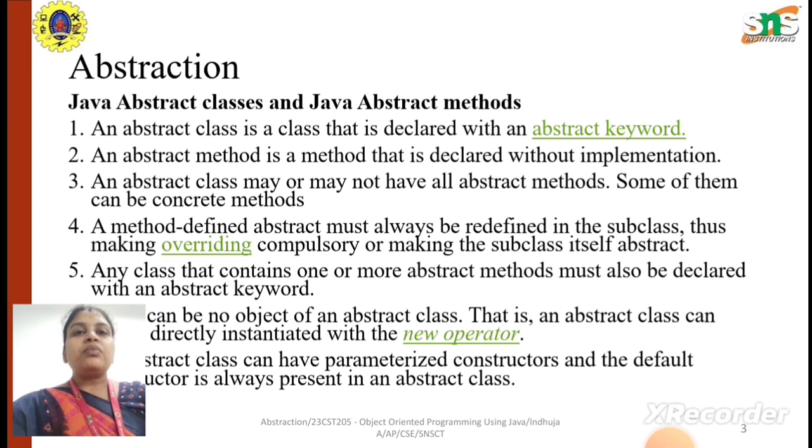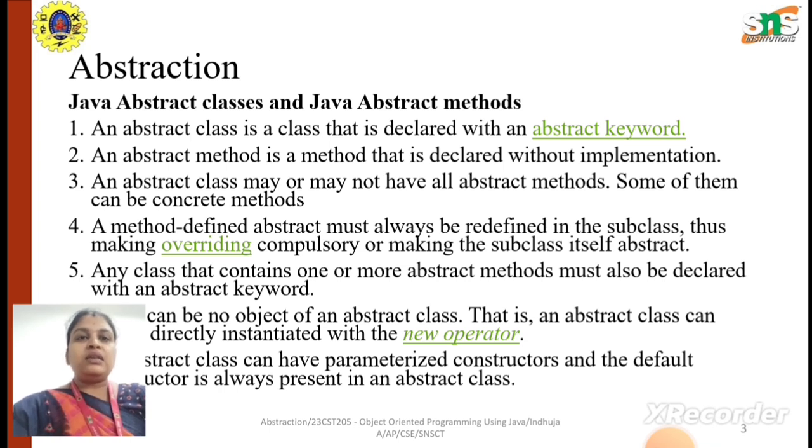Okay. So, Java abstract classes and Java abstract methods. Let's see what an abstract class and an abstract method are in Java. An abstract class is a class that is declared with the abstract keyword. The abstract keyword is mandatory. If we use the abstract keyword, the class will be declared as an abstract class. An abstract method is a method that is declared without implementation, that is, it has no method body. That type of method is called an abstract method.